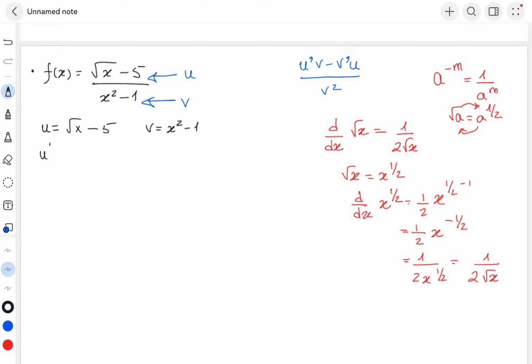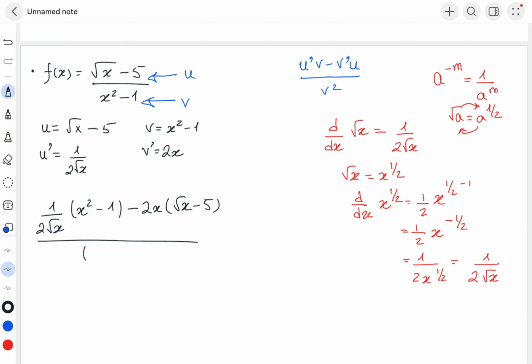So our u prime will be 1 over 2 radical x, minus 5 will become 0, and now v prime is 2x. And now we do u prime v minus v prime u all over v squared.